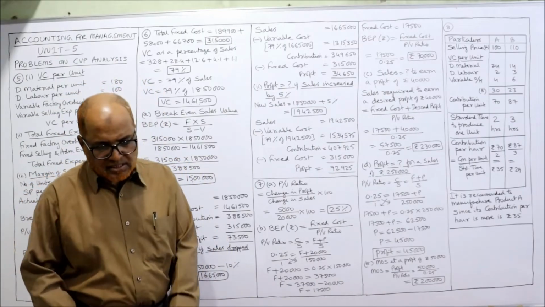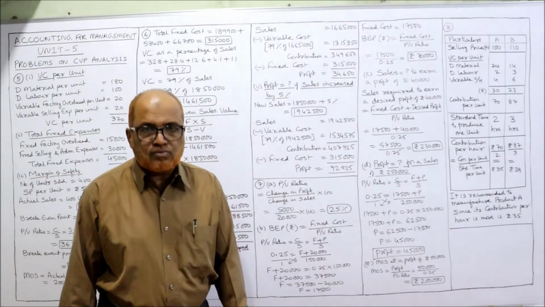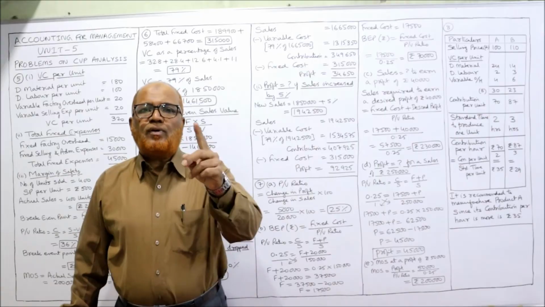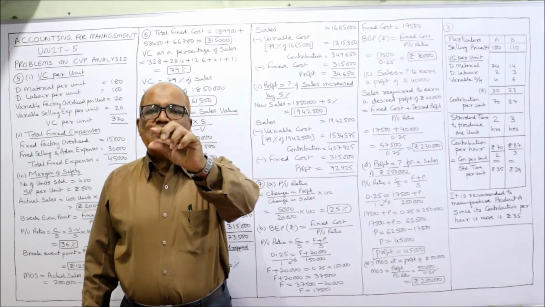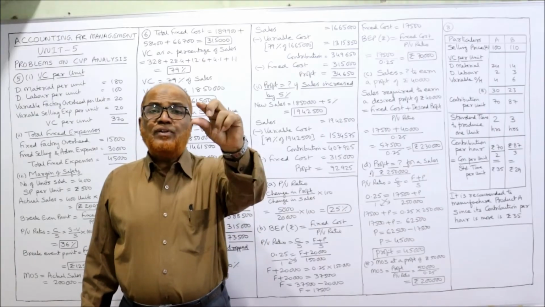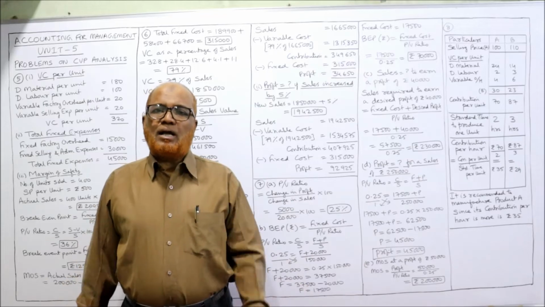The last bit it is asking you is MOS, margin of safety at a profit of rupees 50,000. There are 2 formulas for MOS. First formula, actual sales minus break-even sales. Second formula, profit by PV ratio. Both the formulae will give you the same answer.